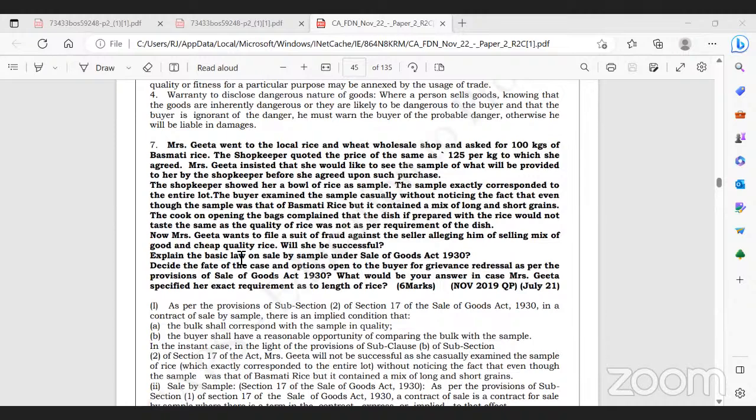Explain the basic law on sale by sample under Sale of Goods Act 1930. Decide the fate of the case and options open to the buyer for grievances redressal as per the provisions of Sale of Goods Act 1930. What would be your answer in case Mrs. Geeta specified her exact requirement as to the length of rice?